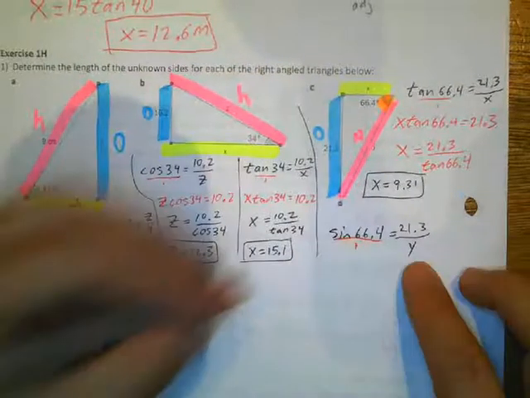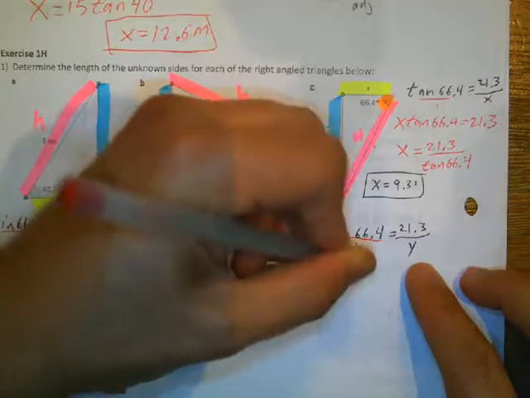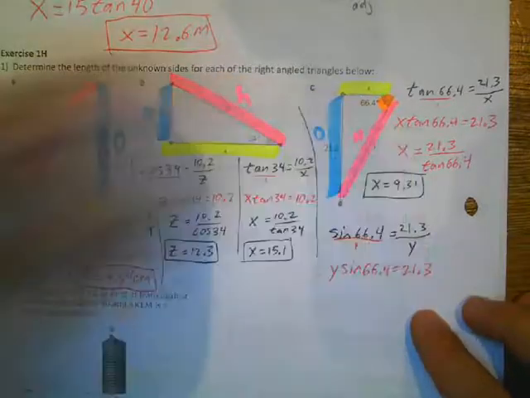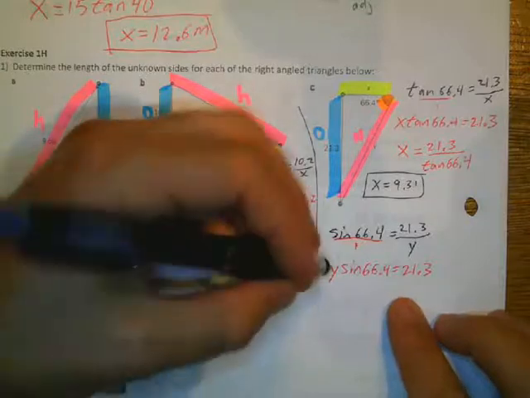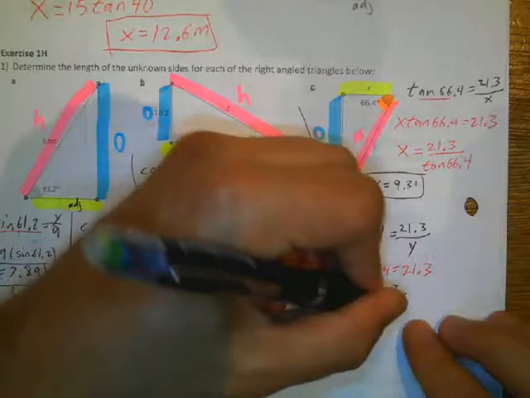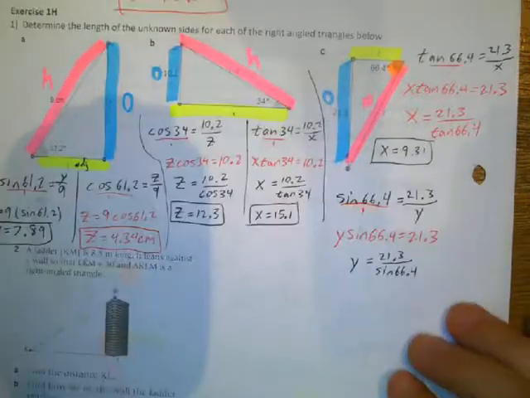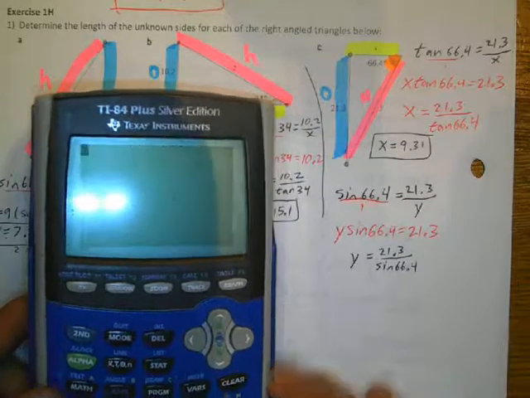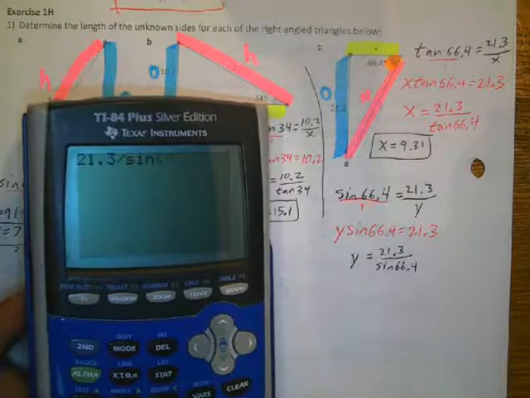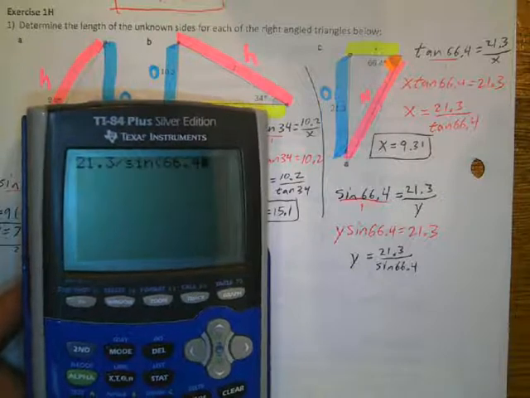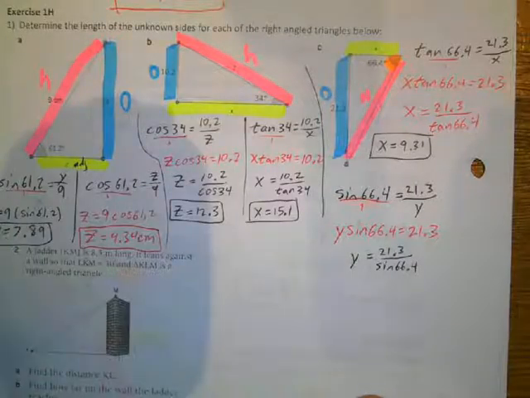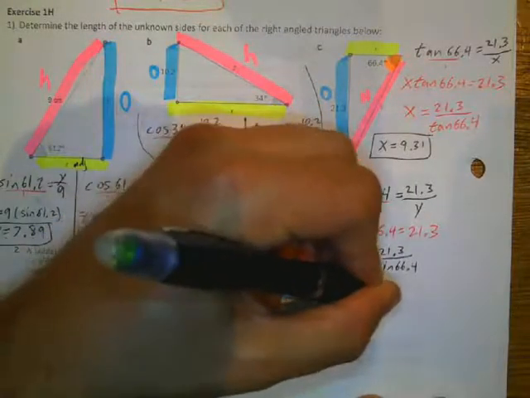Just like before, we put this over 1. We can cross multiply. We get y times sine 66.4 equals 1 times 21.3. Divide both sides by sine 66.4. We get y equals 21.3 divided by sine 66.4. And let's do that in the calculator. 21.3 divided by sine 66.4. And I get 23.2. Okay.